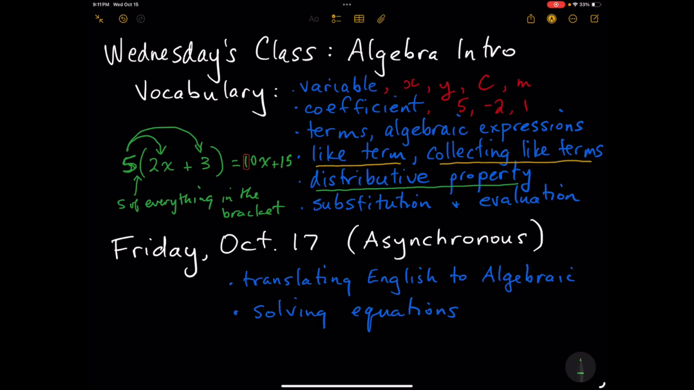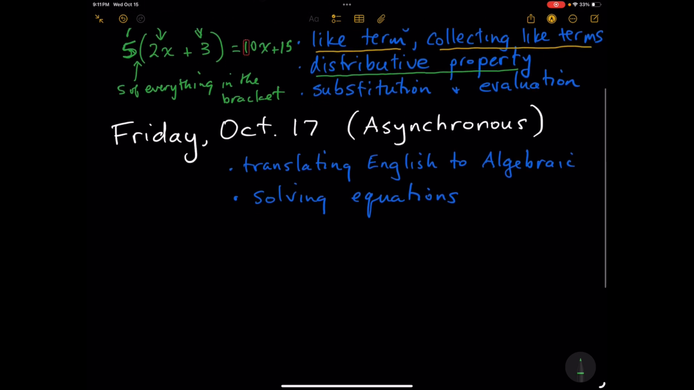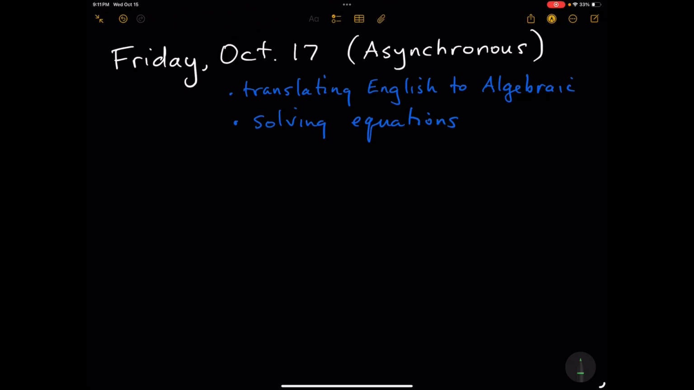Okay, so today we're looking at some translating from English to algebraic expressions, and then the big idea for today's lesson is solving equations. So we're going to do quite a few examples of that. Okay, let's talk about translating English to algebraic. For example, if I want to do 5 more than some number, that would be some number being x and 5 more. So we could go x plus 5.